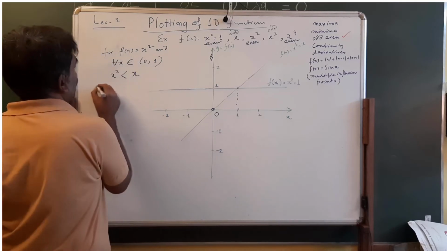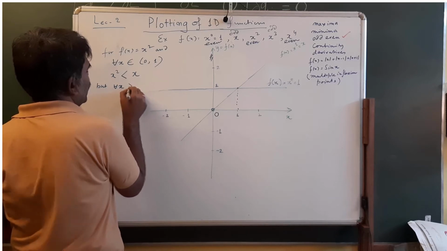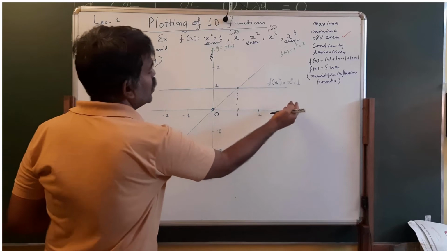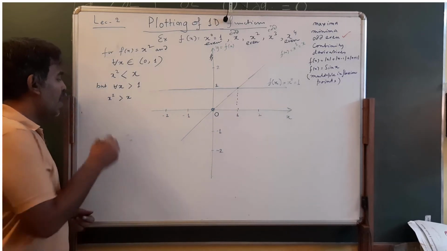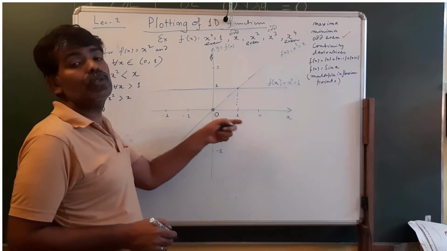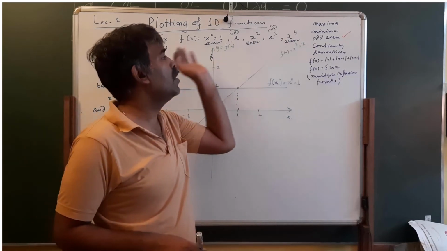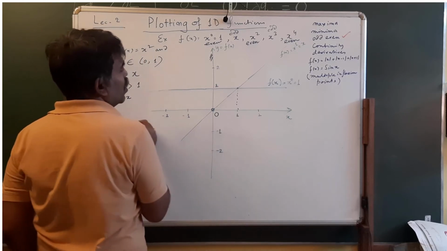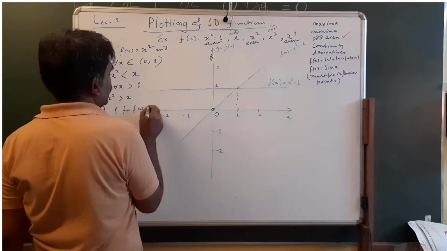But for all x greater than 1, x squared is greater than x. Beyond this limit, it is greater than x. And definitely you can see that at x equals 1, the curve is the same. So all these functions will cut at x equals 1. So let's plot this. And f(x) equals 1.